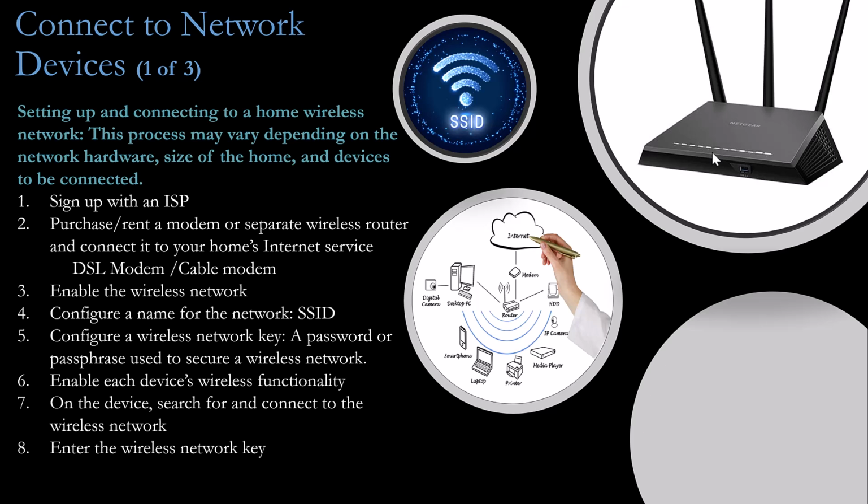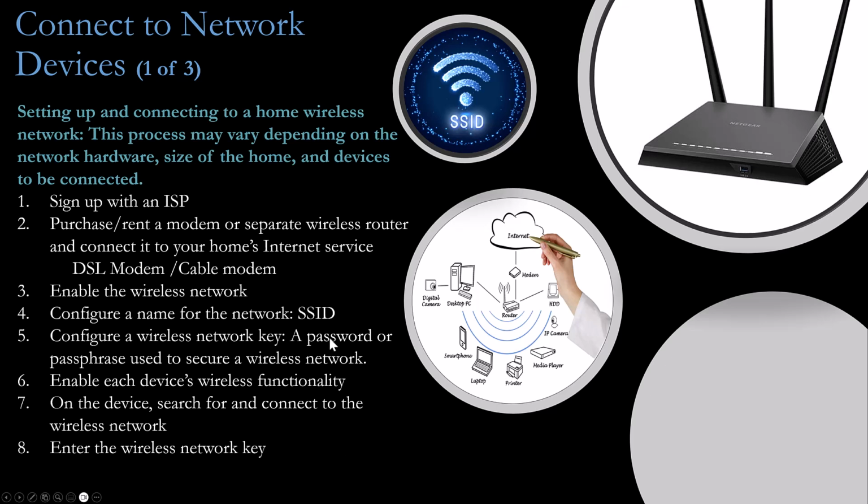Some devices connect at 2.4. 2.4 is going to go longer, so if you've got a device that's far away from your Wi-Fi router, you may want to connect it at 2.4 so that it stays connected and has a reliable connection, but it's going to be slower. The 5 gigahertz signal is not going to go as far, but it's going to be a faster signal, thus you'll keep more of your bandwidth as you connect to Wi-Fi.